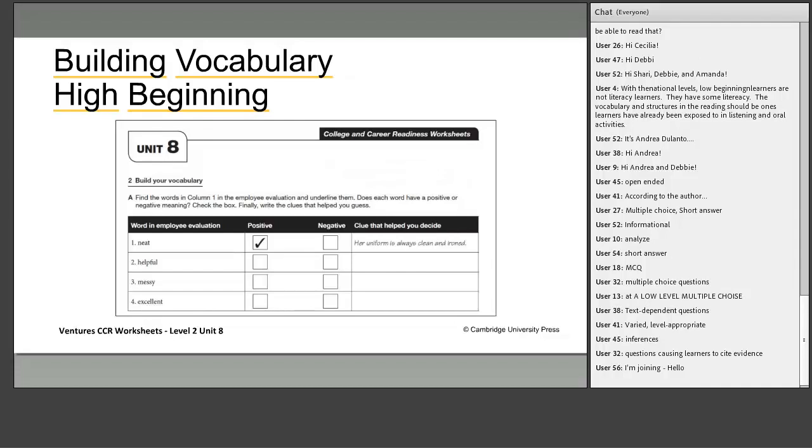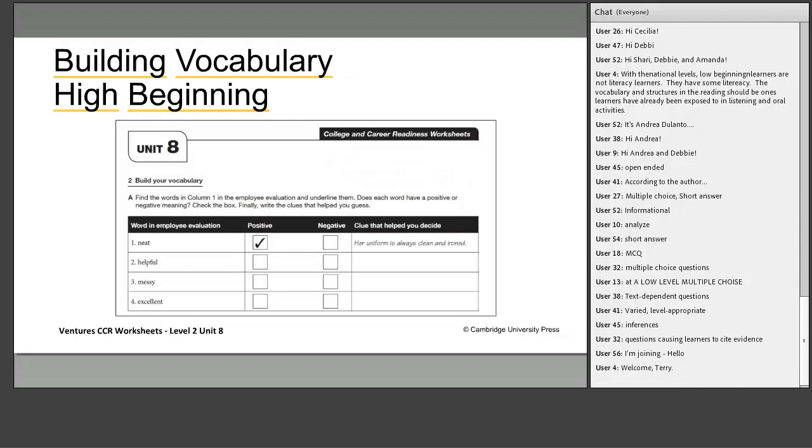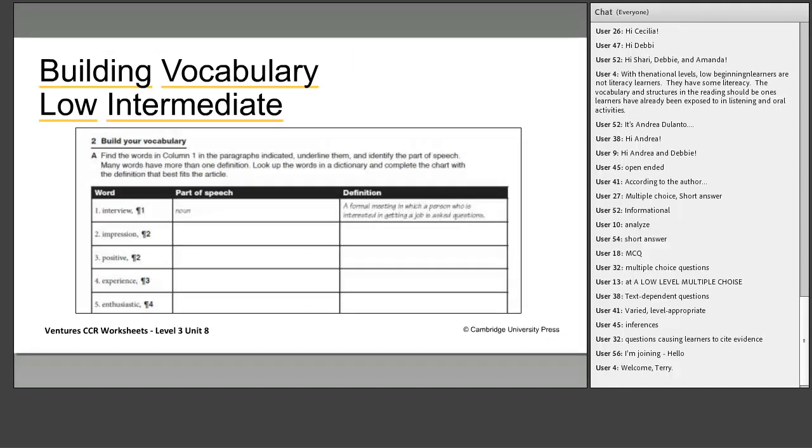Well, in this exercise, learners find 4 words in context, but have to identify whether each has a positive or negative meaning, and what the clues are in the text to let them know that. In other high beginning level units, exercises include finding definitions in the dictionary that match the meaning of words as used in the text, and finding the clues within the text that help with the meanings. Here's an example of a building vocabulary exercise at the low intermediate level. It is from the sample unit that was introduced earlier in this webinar, based on a reading about job interview tips. In this exercise, learners find the dictionary definition among multiple definitions that best fits the context of the word in this text.